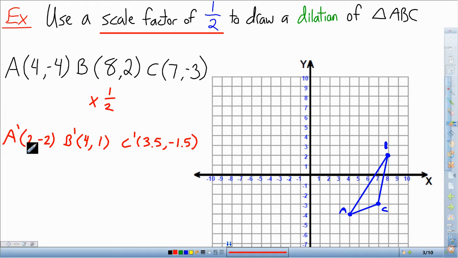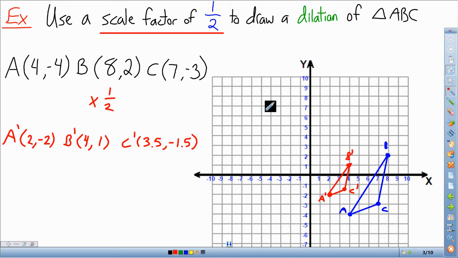So A prime is at 2, negative 2, to the right 2, down 2. Okay, B prime is at 4, 1, to the right 4, up 1. And C prime is at 3.5, negative 1.5. So to the right 3.5, and then down 1.5. So right there. Okay, and there we have it. Our similar polygon, a triangle here, was created.